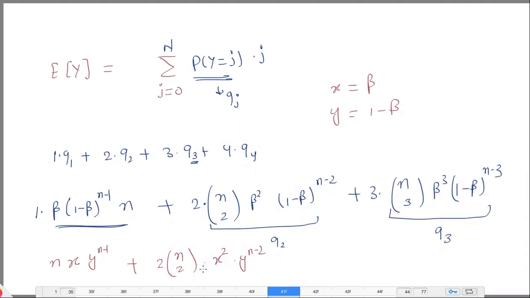Okay, can you see some pattern here? Plus 3 into nC3 into x cube into y power n minus 3, right? Actually, in the exam you need to just plug in some values and check the answer. I will show you the shortcut method, but I'm just showing you the actual procedure. Plus you need to continue like that. So can you see some pattern here?